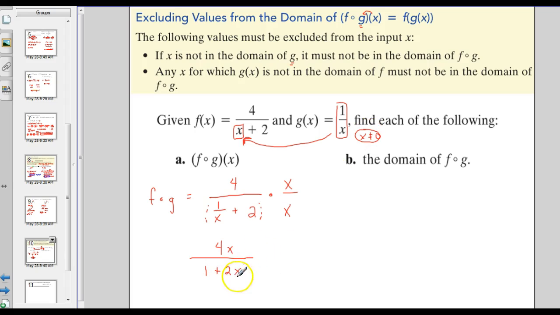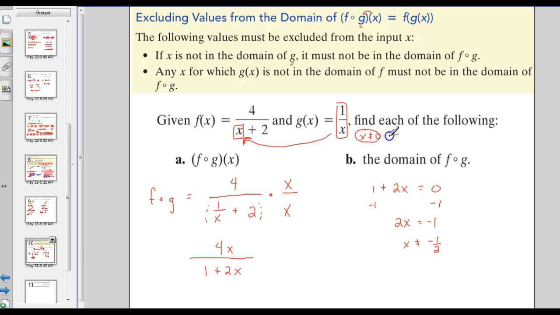Alright, now we do get a new restriction. 1 plus 2x can't be equal to 0 either. So I set it equal to 0 and solve. Minus 1 both sides. 2x equals negative 1, so x equals negative a half. Okay, so that's another new restriction. x can't be this either. I can put a little not equal to sign for that.